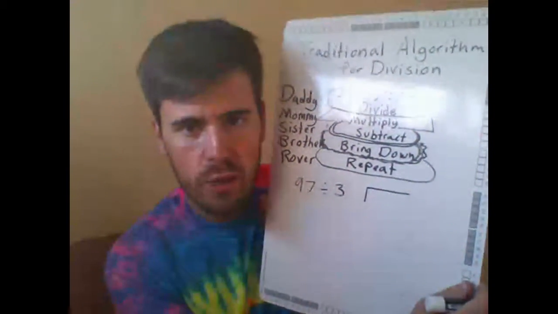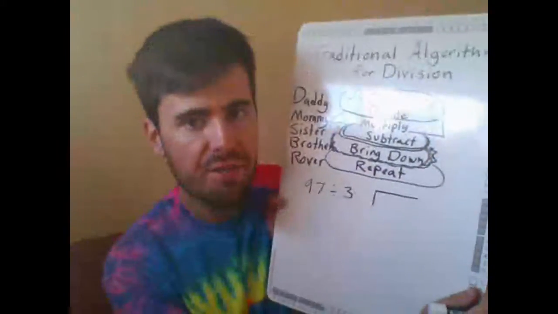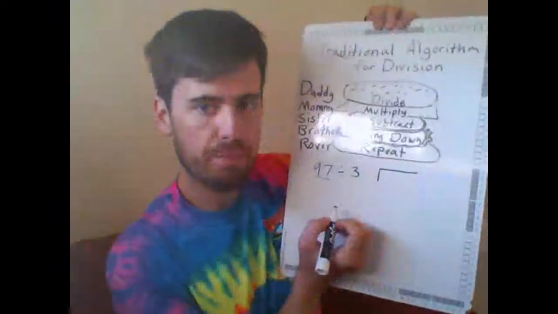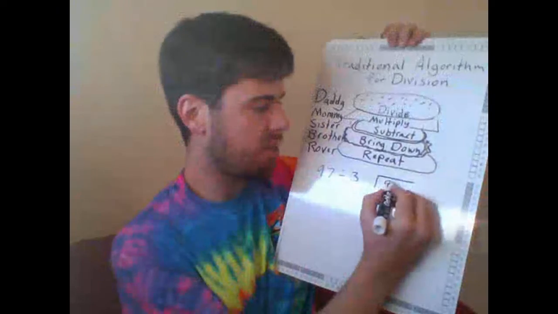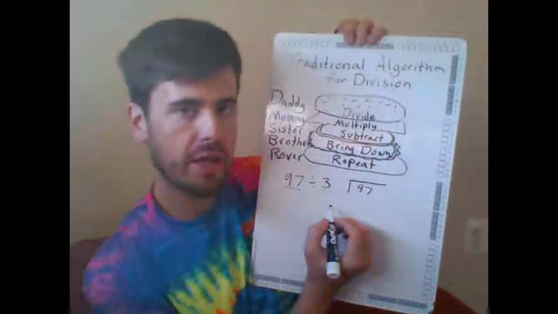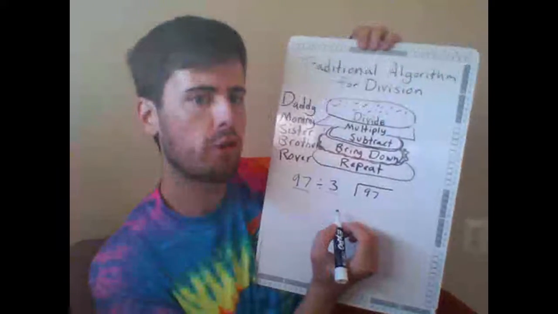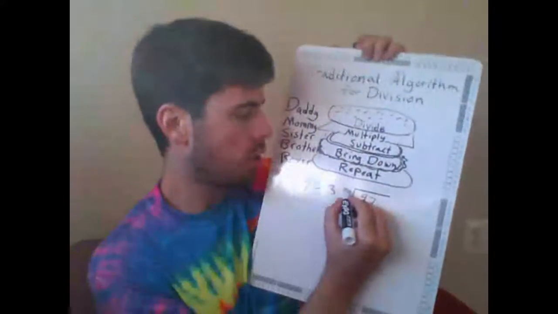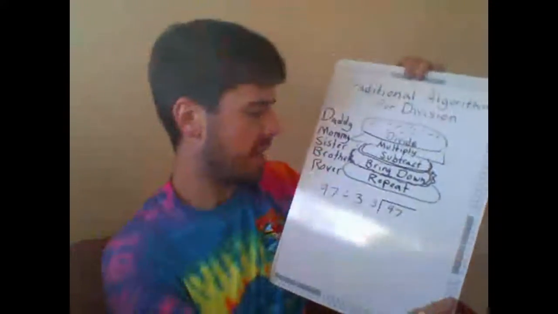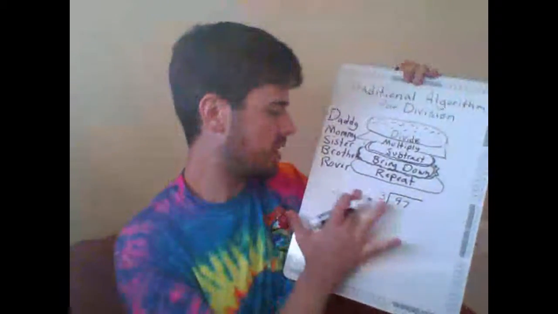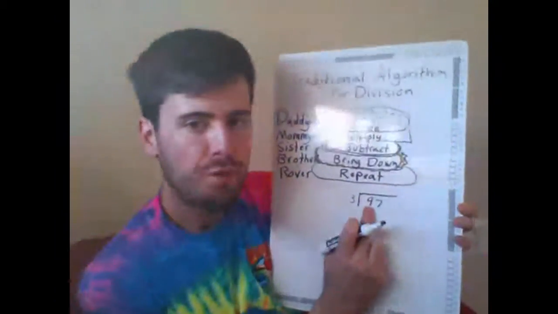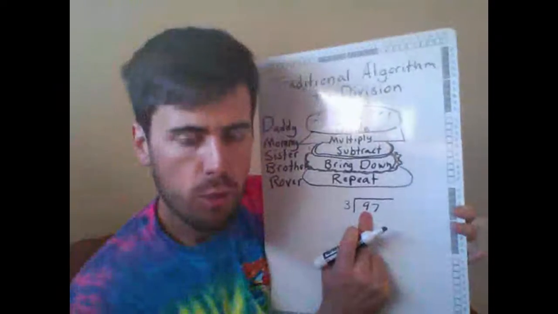Inside the house, we're going to put our dividend. That's the number we want to divide. So we go ahead and put that inside of our house. And then our divisor, that's the number of groups we are making, will go outside the house. So our dividend inside, our divisor outside. Let me go ahead and get rid of this.